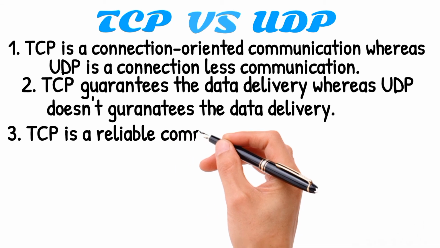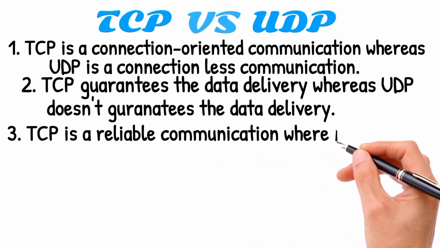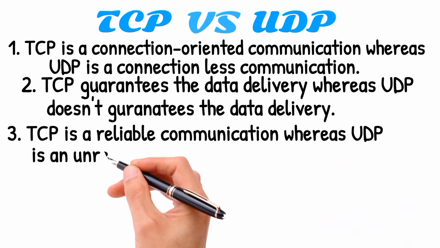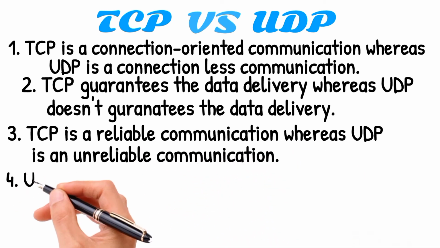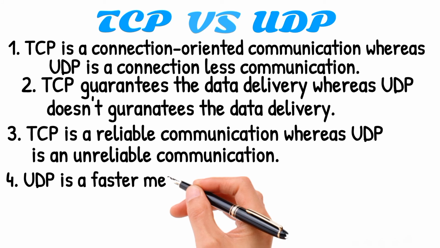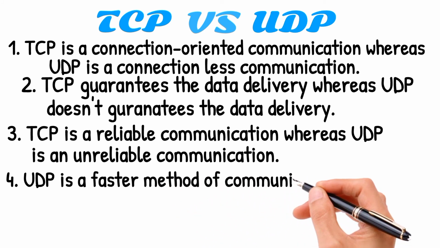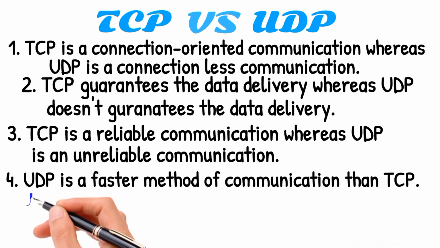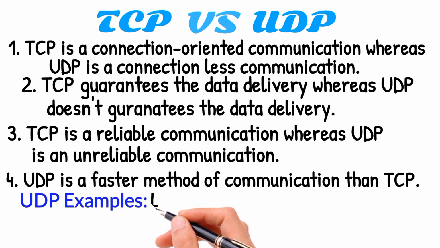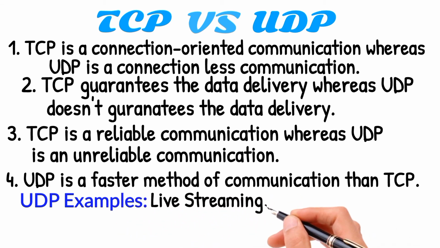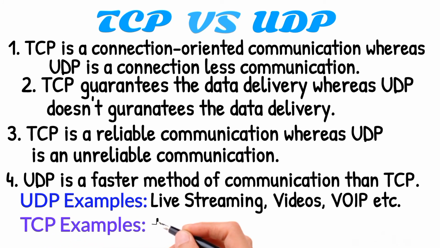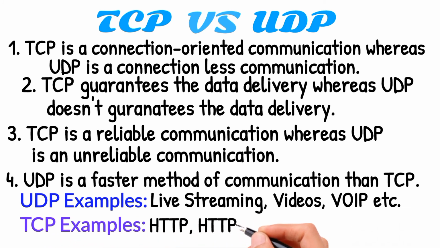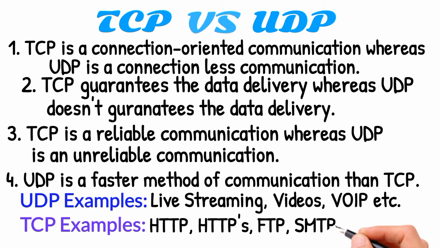TCP guarantees the data delivery, so if a data packet goes astray and doesn't arrive at the receiver end, then TCP will resend it, whereas UDP doesn't guarantee the data delivery. TCP is a reliable communication, whereas UDP is unreliable communication because it just sends data without any acknowledgement.